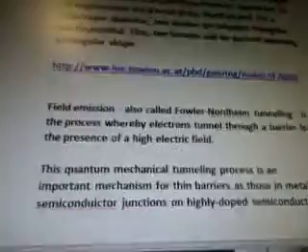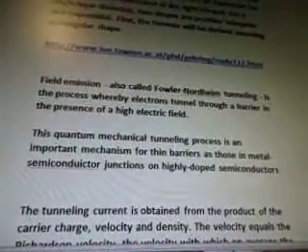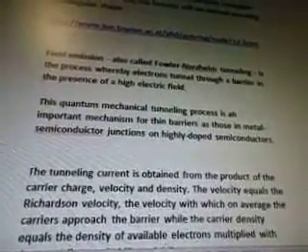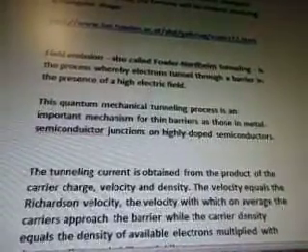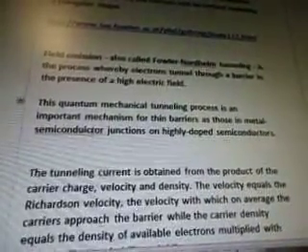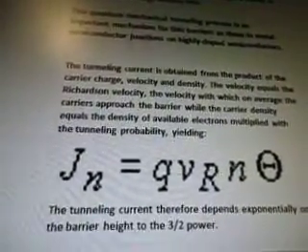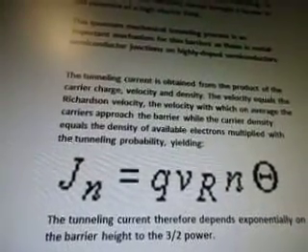www.iue.tuwien.ac.at. Field emission, also called Fowler-Nordheim tunneling, is the process whereby electrons tunnel through a barrier in the presence of a high electric field. This quantum mechanical tunneling process is an important mechanism for thin barriers as those in metal semiconductor junctions on highly doped semiconductors. The tunneling current is obtained from the product of the carrier charge, velocity, and density.